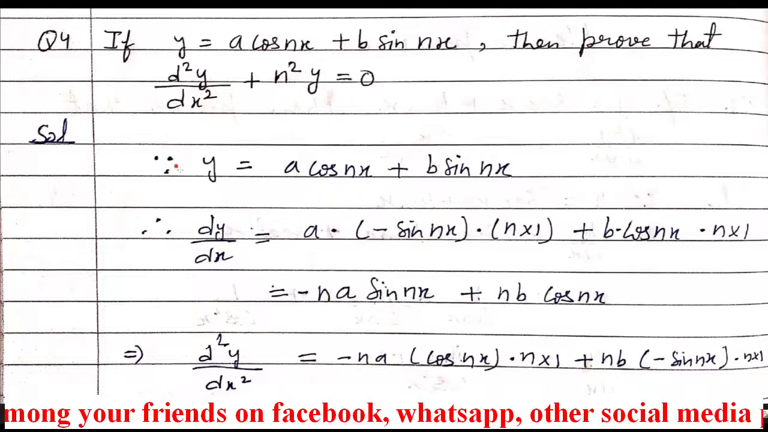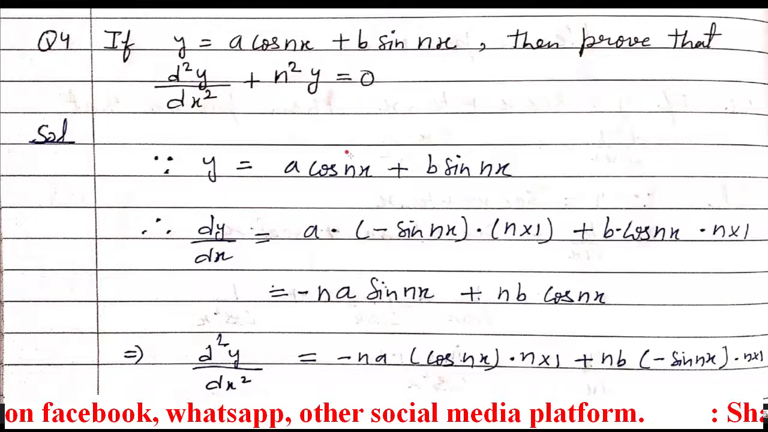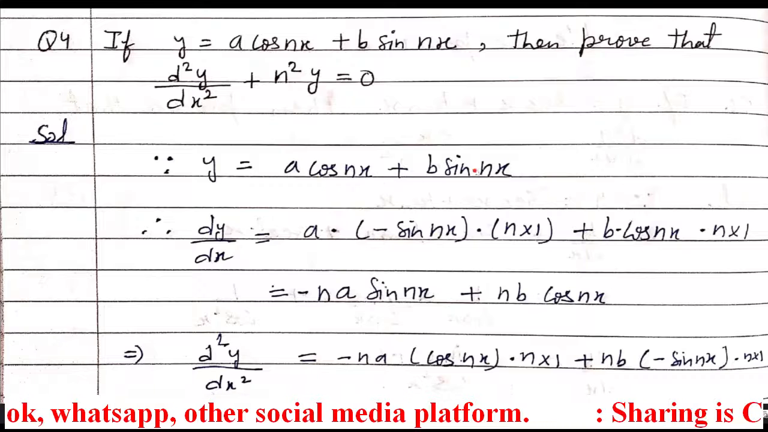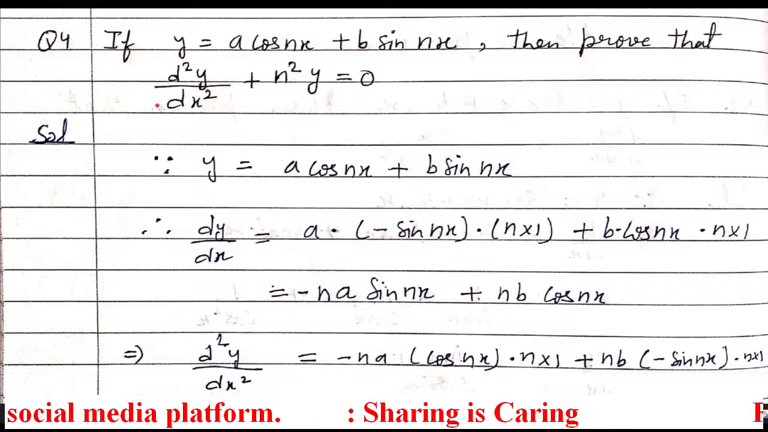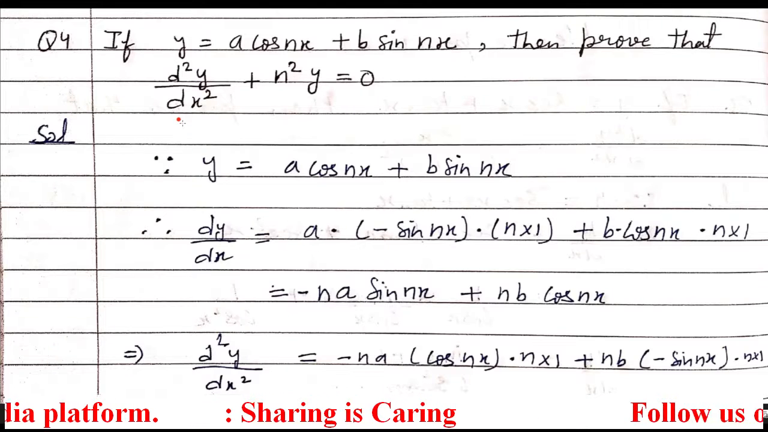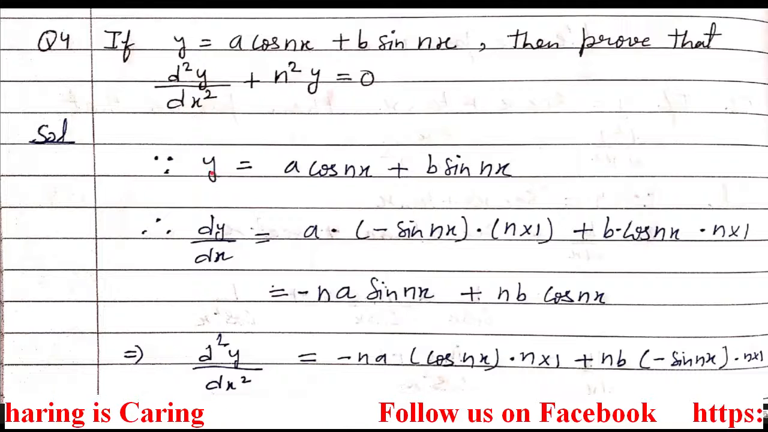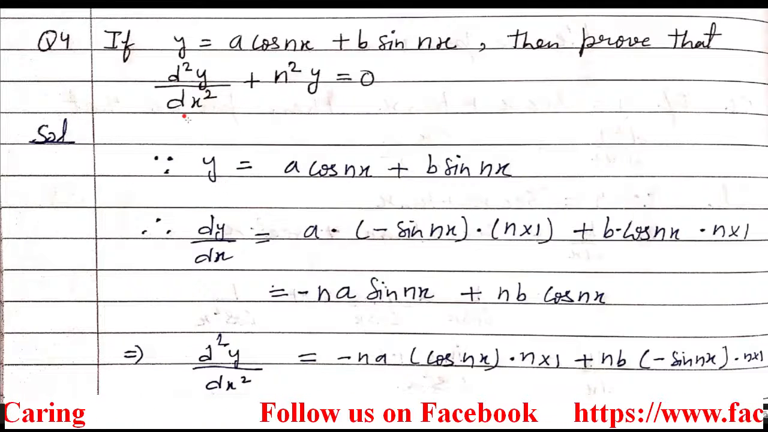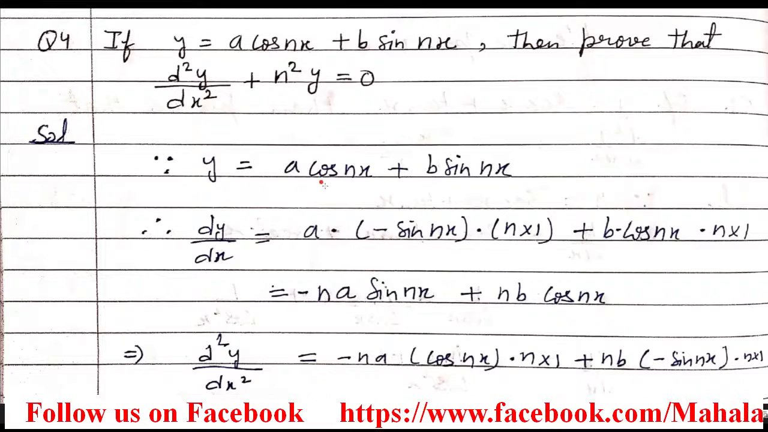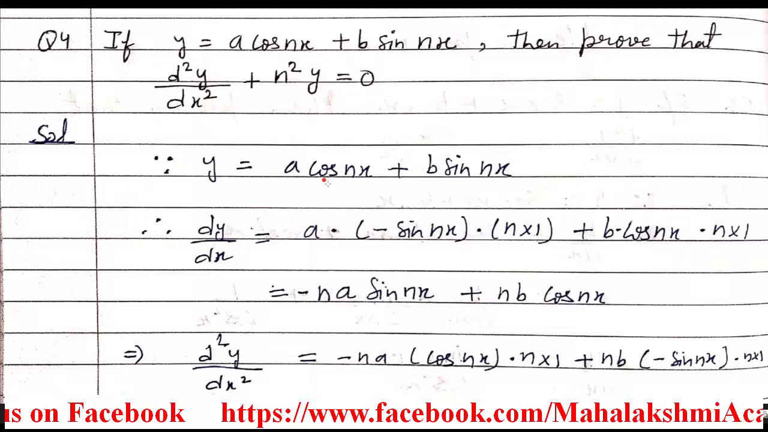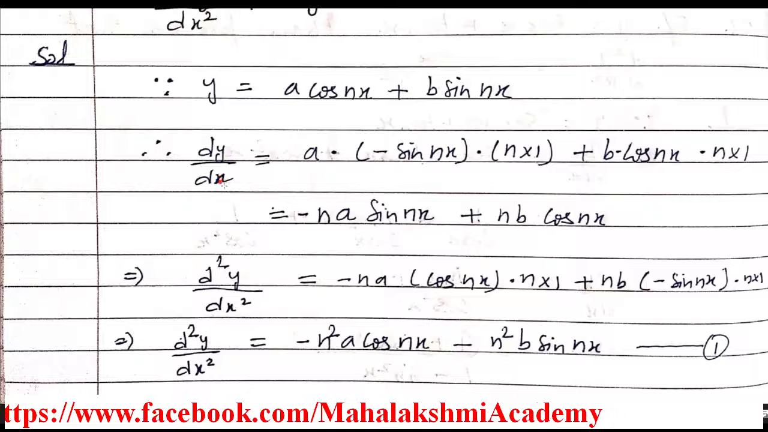Here we'll start from the given equation, that is y is equal to a cos nx plus b sin nx. Since the required result which we have to prove has a second order derivative, with the help of y we first find the second order derivative and then put the values in the left hand side. So y is this, differentiate it with respect to x, that will give you the first order derivative, dy over dx.